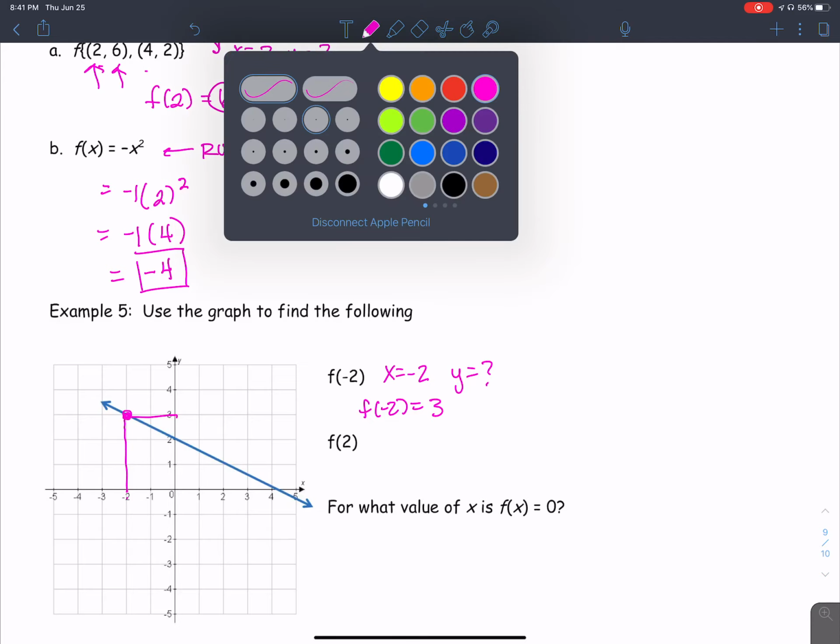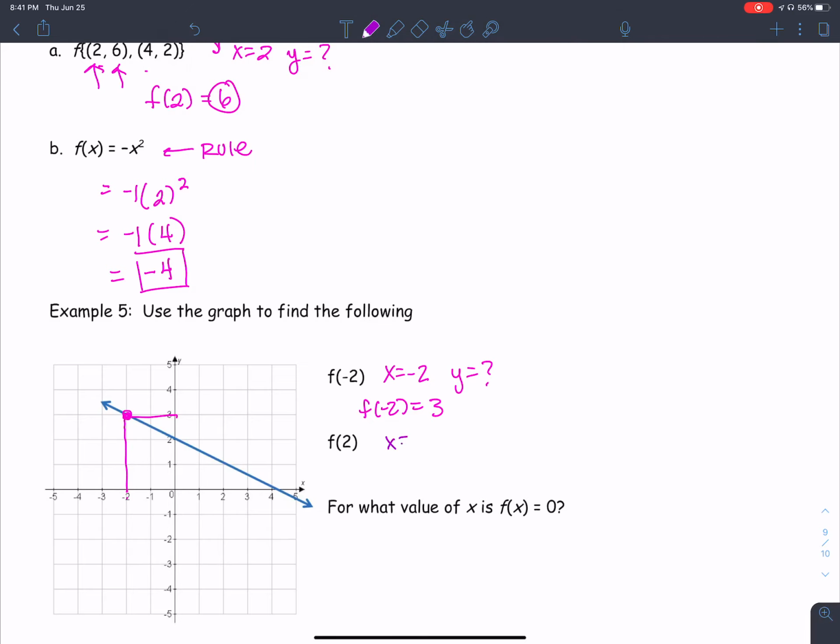Okay, the next one says find f of 2. So again, that's x is 2. What's y? So if I go 2 up to 1, y is 1. So f of 2 is 1.